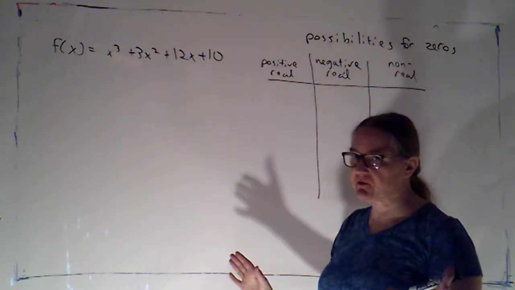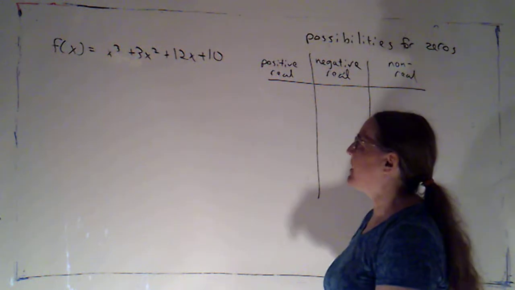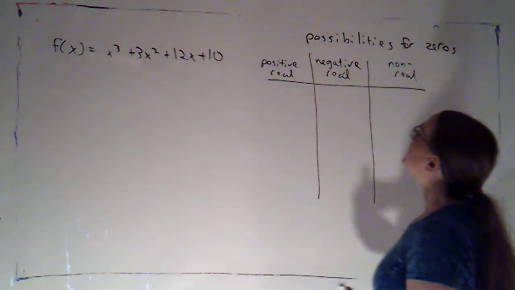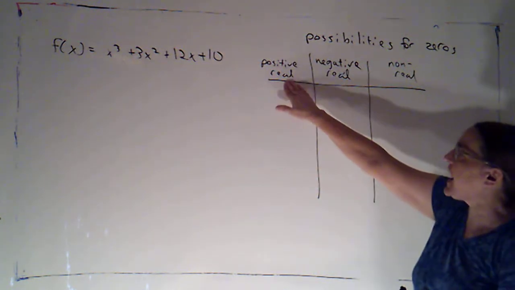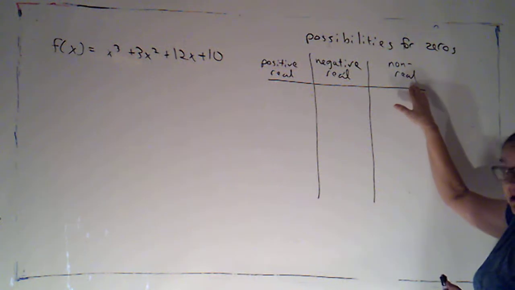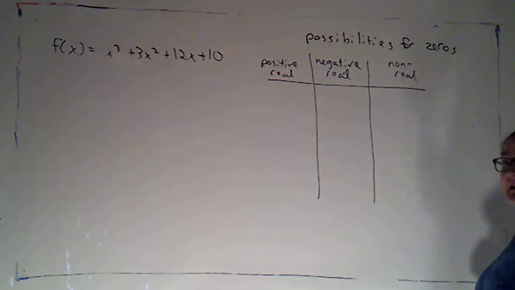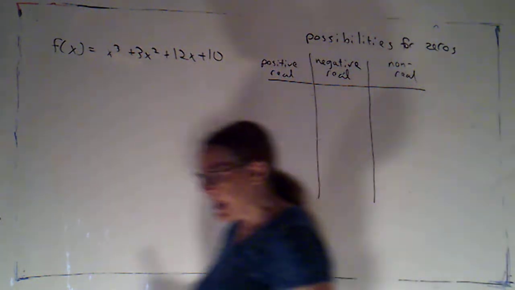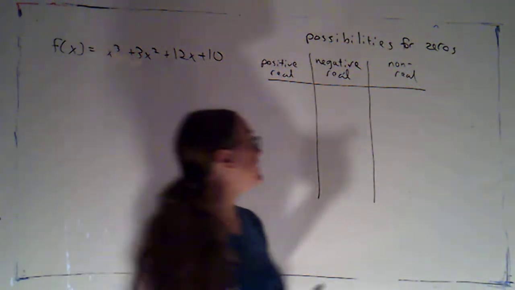So I know that 0 is not a zero of this polynomial, because if I plug in 0, I just get that constant term. Okay, so that means all of my zeros are either positive real, negative real, or not real at all. I'm going to try to fill out this table listing all of the different possibilities. And there are a couple of things I want to note here.